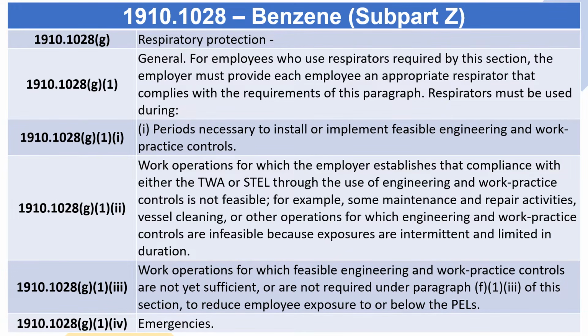Work operations for which the employer establishes that compliance with either the TWA or STEL through the use of engineering and work practice controls is not feasible, for example, some maintenance and repair activities, vessel cleaning, or other operations for which engineering and work practice controls are infeasible because exposures are intermittent and limited in duration. Work operations for which feasible engineering and work practice controls are not yet sufficient, or are not required under paragraph (f)(1)(iii) of this section, to reduce employee exposure to or below the PELs. Emergencies.